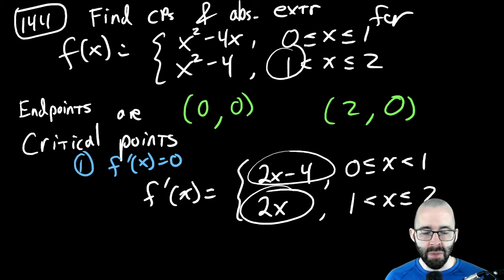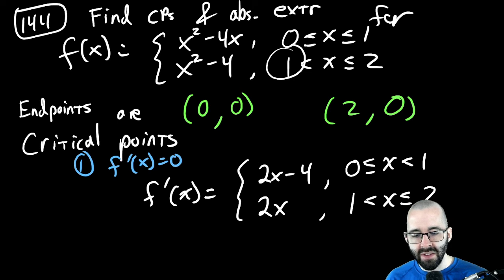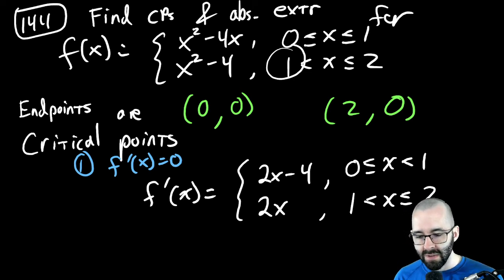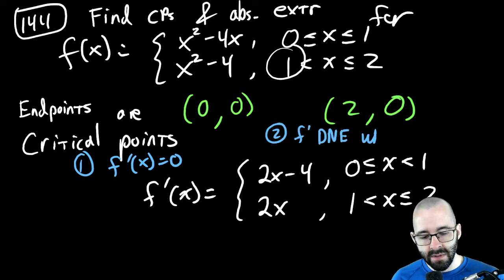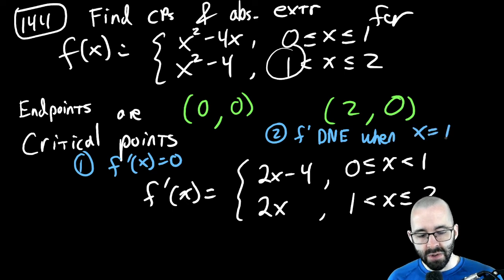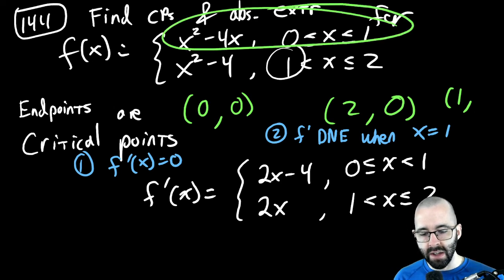Well, from the right, that's the bottom piece. The slope is going to be 2 from the right. From the left, that's the top piece. When x is 1, slope is going to be -2. So the derivative does not exist when x is equal to 1. Actually, that takes care of our second check as well. F prime does not exist when x equals 1. Boom, we got another candidate: 1, -3.